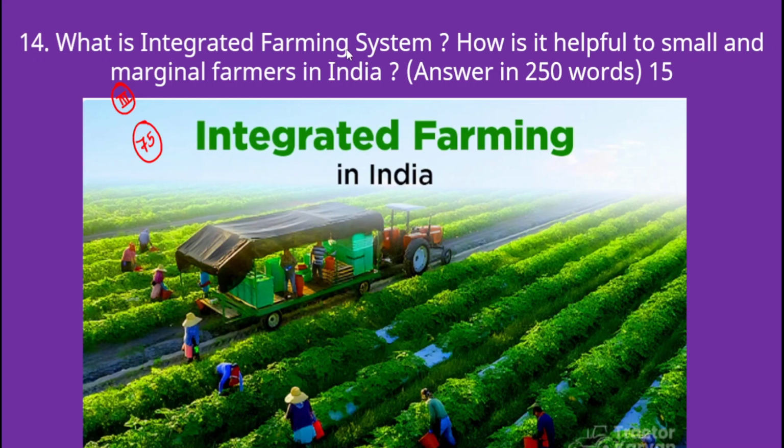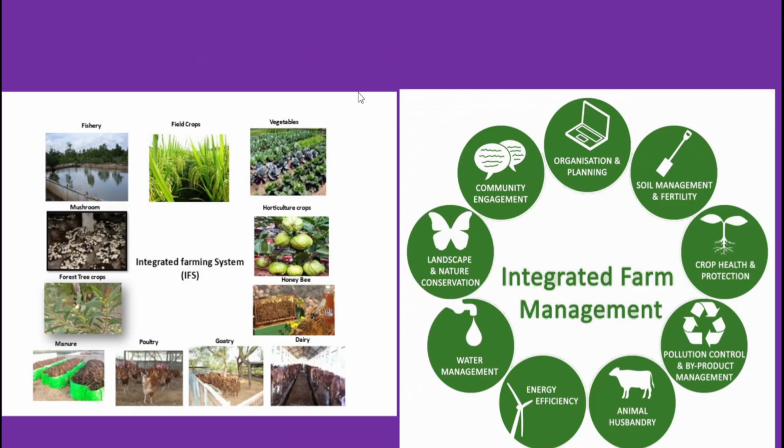So the next question is, what exactly is the integrated farming system, and how is the integrated farming system helpful to small and marginal farmers in India? Now, how has it been helping the small and marginal farmers in India? First, understand what exactly integrated farming is. Integrated farming generally involves not just simple farming, cultivation of rice, wheat, or any other crop.